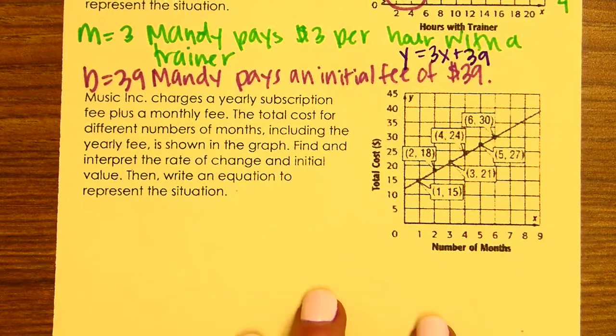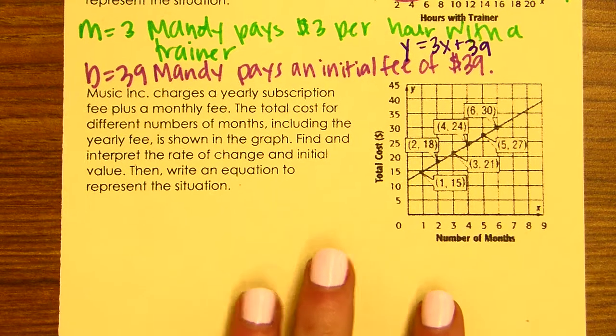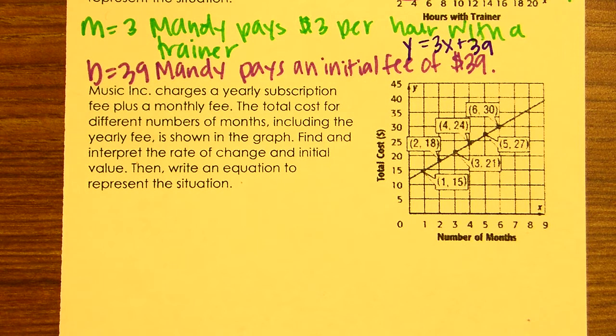Okay, the third one says Music Incorporated charges a yearly subscription fee plus a monthly fee. The total cost for different numbers of months, including the yearly fee, is shown in the graph. Find and interpret the rate of change and initial value, then write an equation to represent the situation.